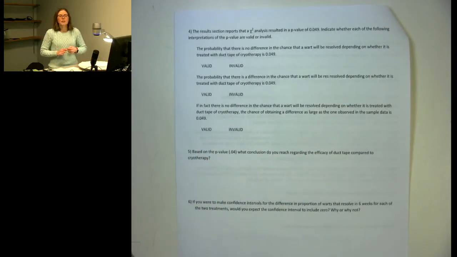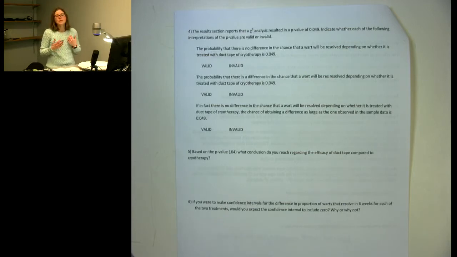The fourth question really was just getting us to think critically about what the p-value is measuring. There are a lot of misunderstandings regarding what the p-value actually measures. A p-value is a conditional probability. It's the probability that we would observe our data, or something more extreme, if the null hypothesis is true.